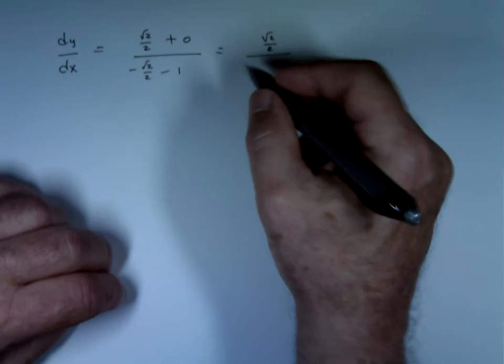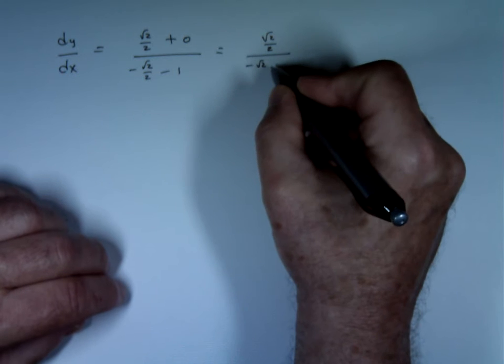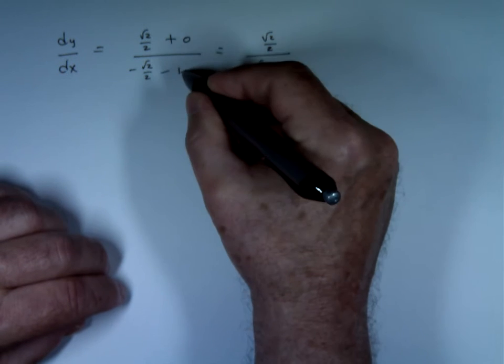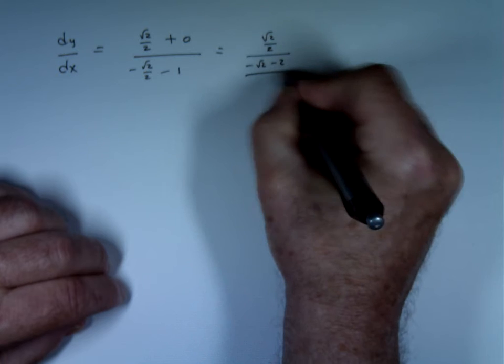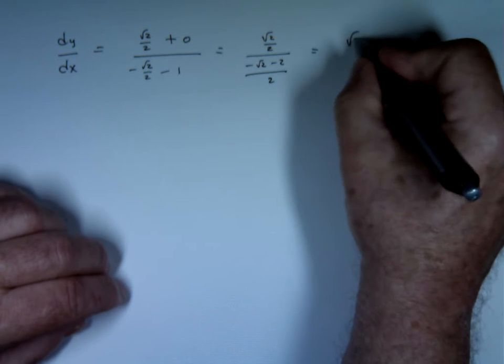And I get negative square root of 2. I'm going to put this over 2. I'm going to multiply this guy by 2 over 2. Get over 2. And then I'm going to multiply numerator and denominator by 2. I'll have the square root of 2.